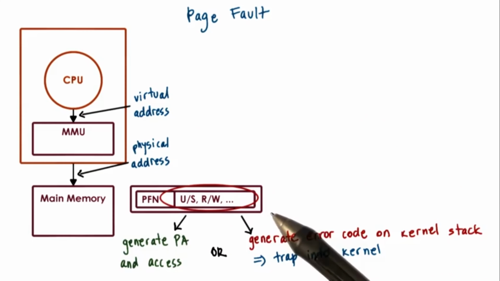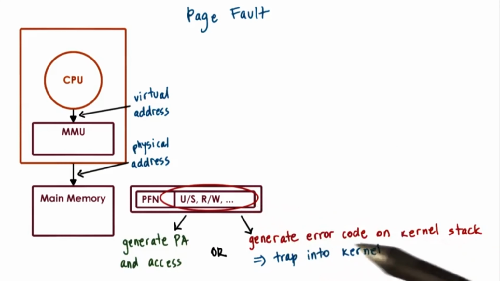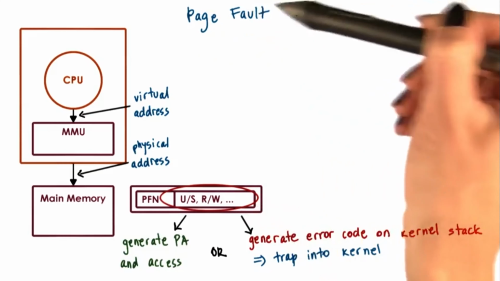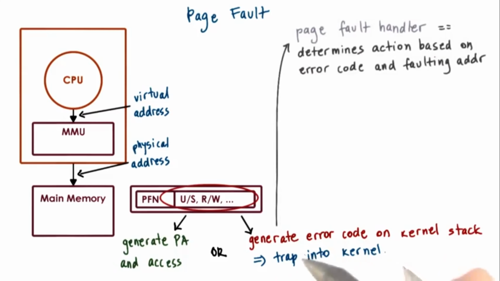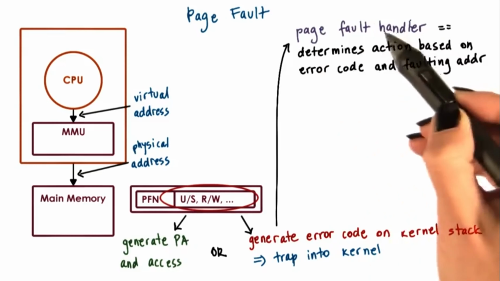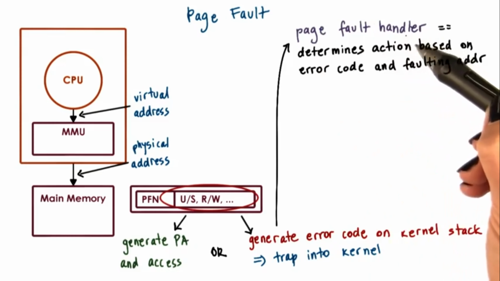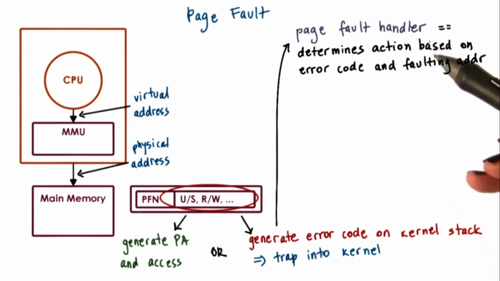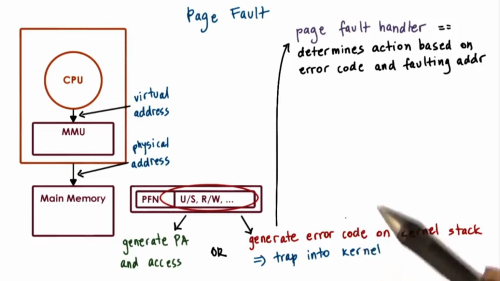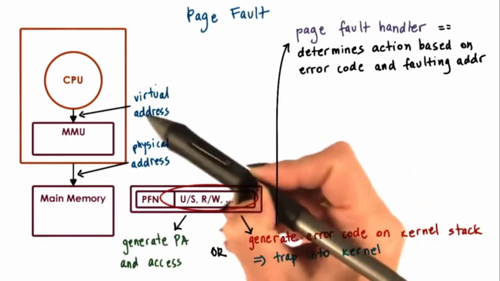If the hardware determines that a physical memory access cannot be performed, it causes a page fault. If this happens, then the CPU will place an error code on the stack of the kernel, and then it will generate a trap into the OS kernel. That will in turn invoke the page fault handler, and the page fault handler will determine what is the action that needs to be taken depending on the error code as well as the address that caused the fault.